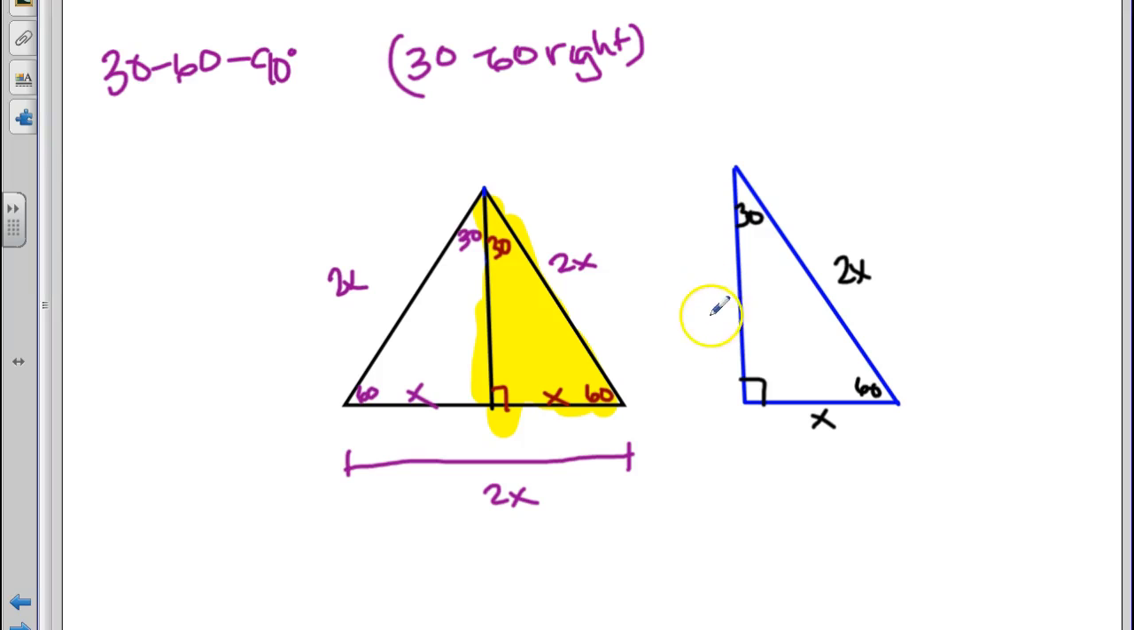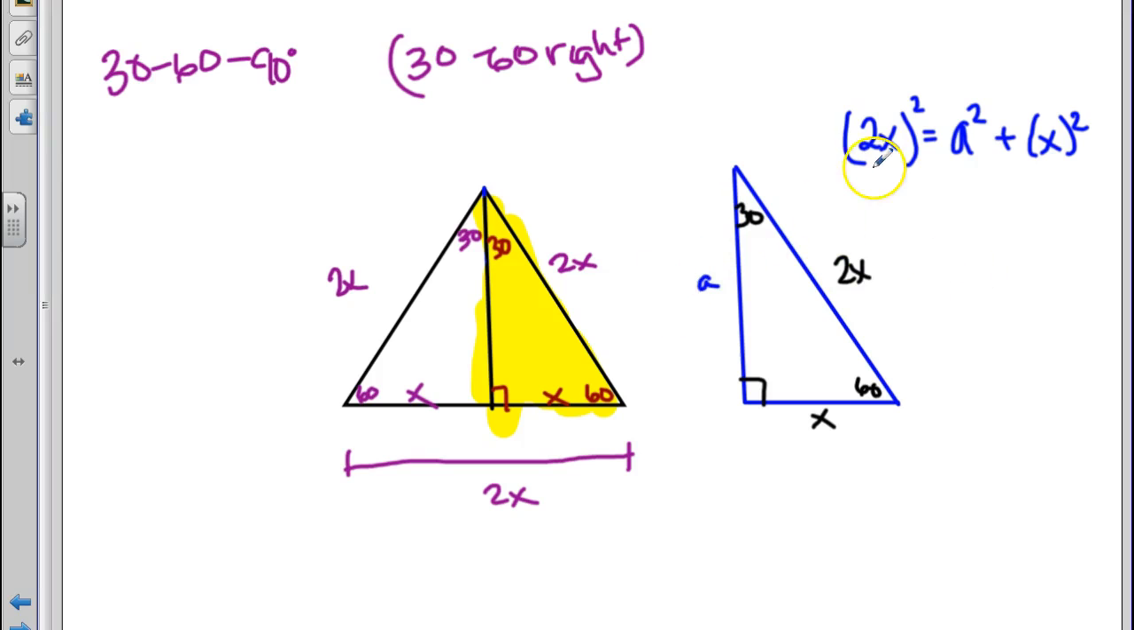I don't know this leg. All right, so I have the hypotenuse, I have the shorter leg, I need the longer leg. Enter Pythagorean theorem, right? We've been working on that this week. So c squared equals a squared plus b squared.